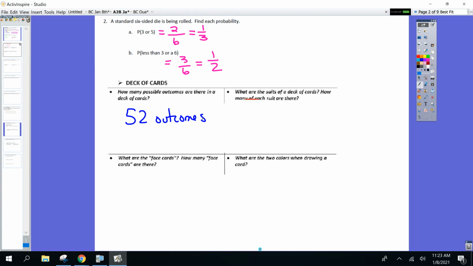All right, remind me again. Anybody remember what the suits were called? 4 of them. Hearts. Okay, there's 13 hearts in a deck of cards. Anybody remember the other suits? You got them. Spades.